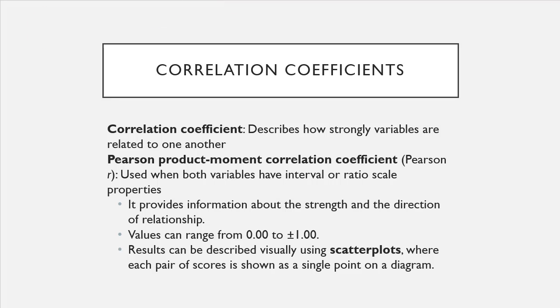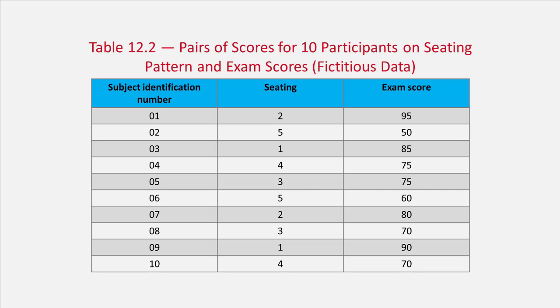So let's take a look at a quick example of how we might see a correlation. Let's say that we have 10 people in our study, 1, 2, 3, 4, 5, 6, 7, 8, 9, 10. Each person is assigned a seating number. And the seating number really just corresponds to the row in the classroom that they're in. So maybe there's a theory that the closer you are to the front of the room, the better your scores are on an exam. So they list which seat each person is in and then what their exam score is.